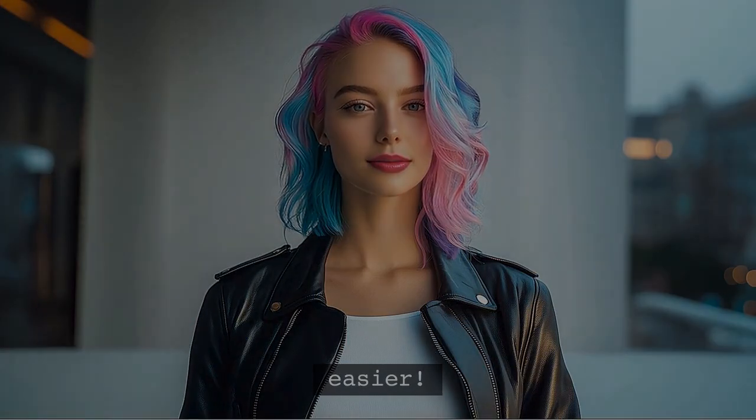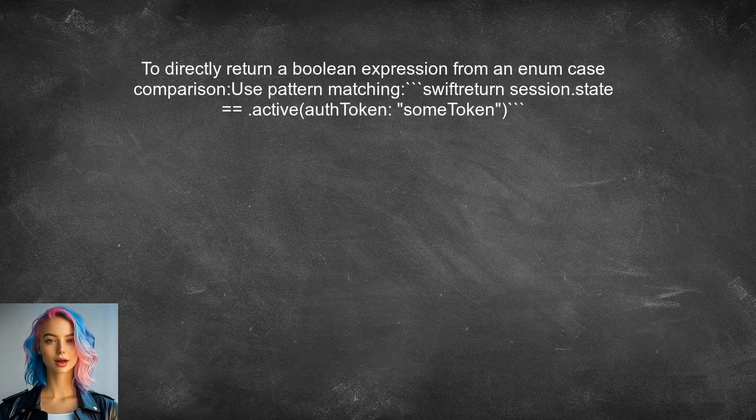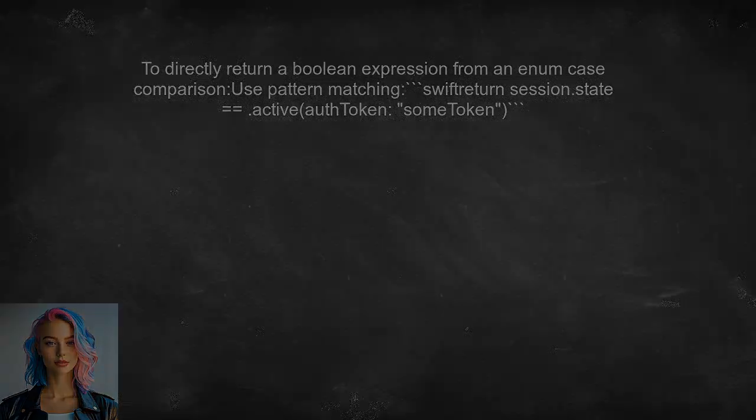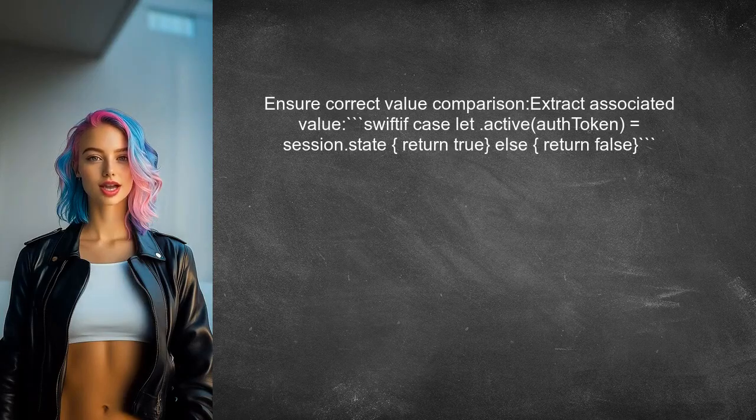in Swift much easier. To directly return a Boolean expression from an enum case comparison, the user can utilize a pattern matching technique. This allows for a more concise way to check the enum case. However, since the enum case has associated values, the user needs to ensure that they are comparing the correct values. This means they should extract the associated value when checking the case.